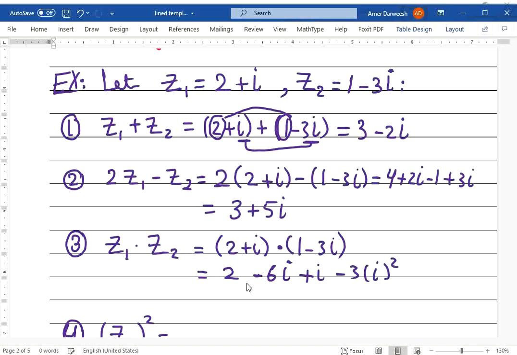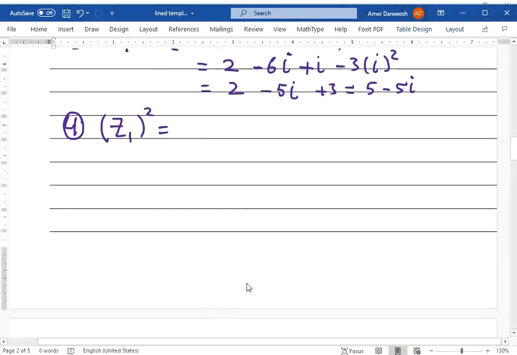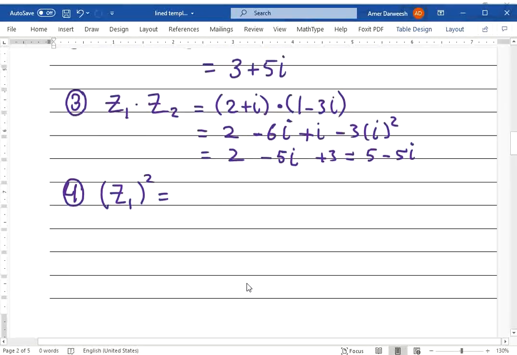ملاحظتنا اللي حكيناها إنه I squared هو عبارة عن minus 1. So 2 minus 6I plus I is minus 5I, and minus 3 times minus 1 is plus 3. So the answer is 5 minus 5I. إذا حتى ضرب الأعداد الكومبلكس بنفس طريقة ضرب الأعداد الريال بس مع مراعاة إنه I squared is minus 1.